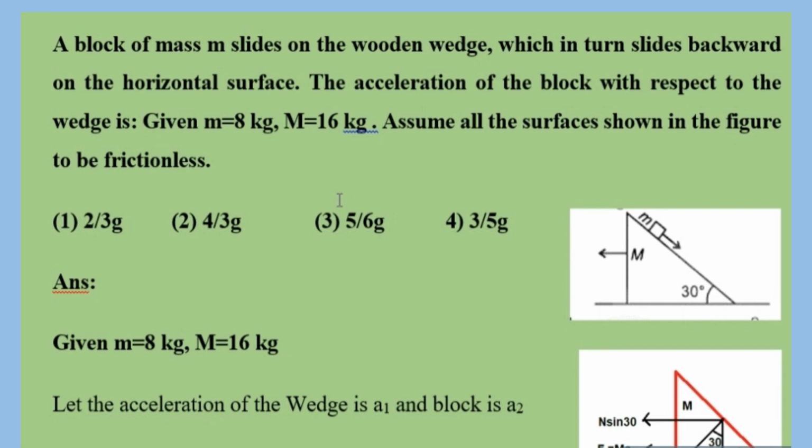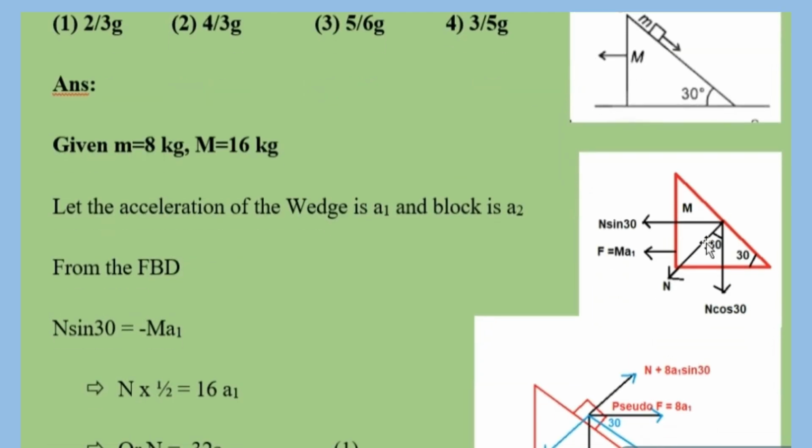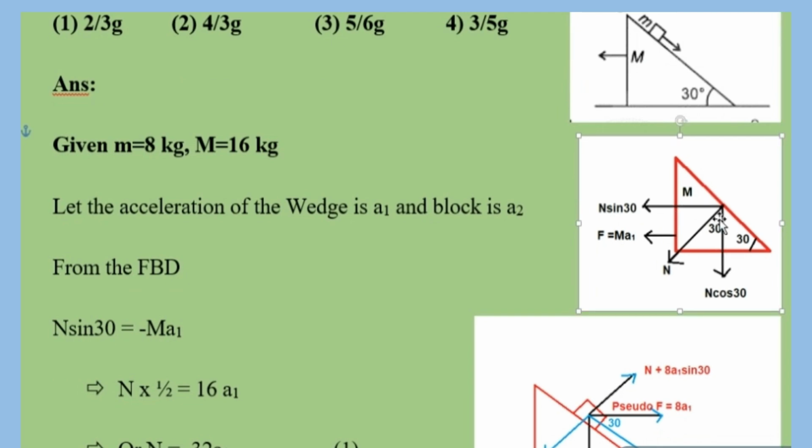So we have to first draw the free body diagram. First let me draw the free body diagram of the bigger mass. You can see that the weight is acting directly downside, and here this block is touching, so we have a normal force there.